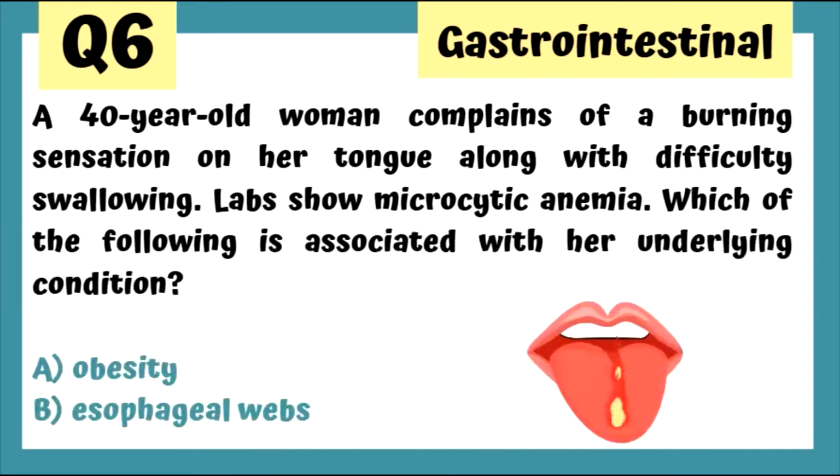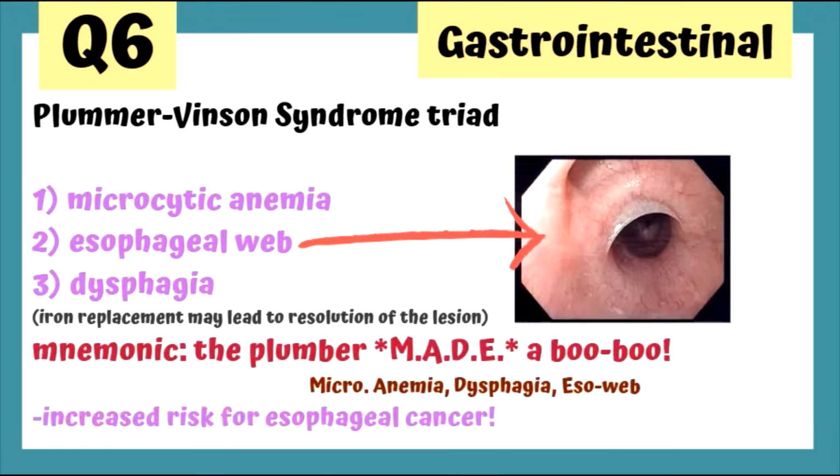Question 6. A 40-year-old woman complains of a burning sensation on her tongue along with difficulty swallowing. So she has a burning tongue and she can't swallow. Labs show microcytic anemia. Which of the following is associated with her underlying condition? And the answer is we're dealing with a triad in Plummer-Vinson syndrome, and therefore we see esophageal webs. Here we have the triad of Plummer-Vinson, microcytic anemia, esophageal webs, and dysphagia.